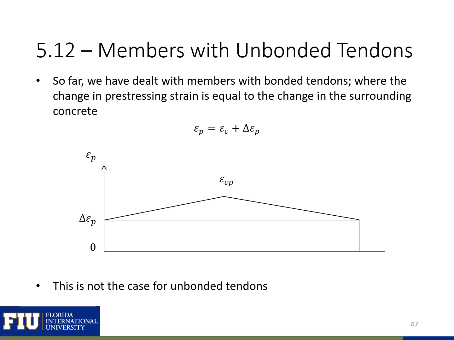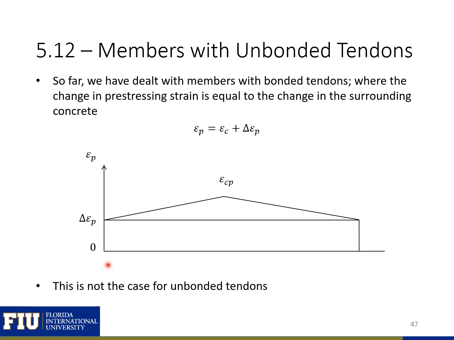So far, we've been discussing members with bonded tendons, which means a bonded tendon allows stress transfer between the tendon or prestressing strand and the concrete along the length of the beam. This means that along the length of the beam, our strain in the prestressing tendon is going to increase and be maximum at the point of maximum moment, and then decrease and be equal to the locked-in strain differential at points when there's no applied moment or axial load.